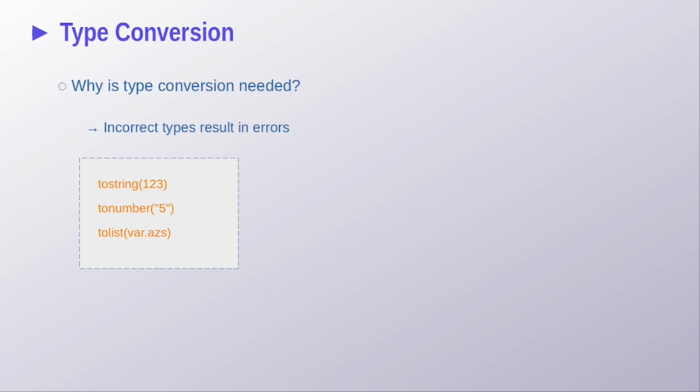Terraform provides conversion functions. Common examples: tostring, tonumber, tolist. These functions prevent type errors, make data compatible, and improve reliability. Terraform does exactly what you say, not what you mean. So always make types explicit.